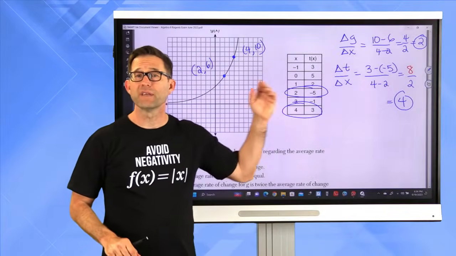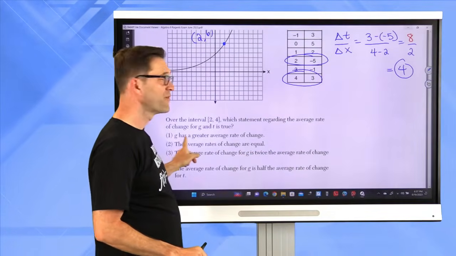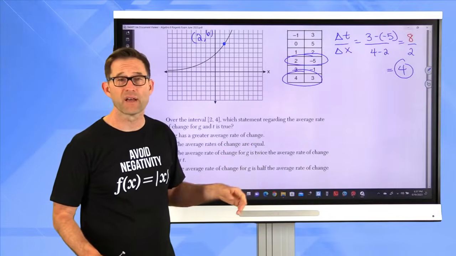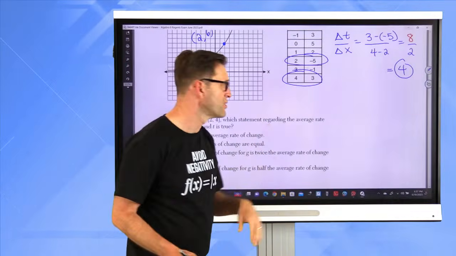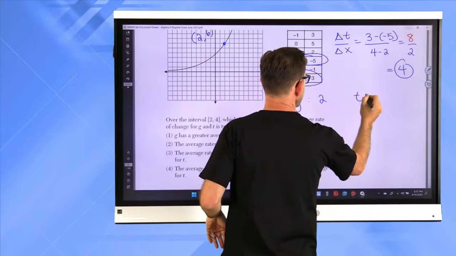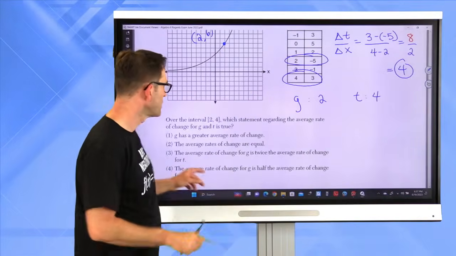So what I see is obviously the two average rates of change are not the same. Let's see, the first choice is G has the greater average rate of change. Well, that's not true. Its rate of change was 2. So again, for G, it was 2, and for T, it was 4.